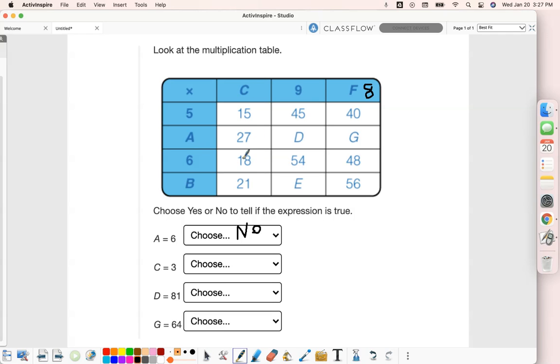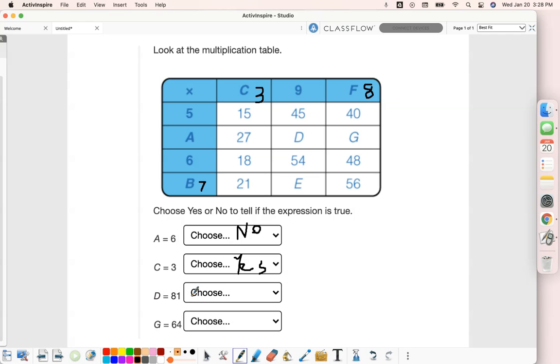6 times C is 18. Could 6 times 3, that's what we're checking, could 6 times 3 be 18? Yes. Could B times 3 be 21? Well, yeah, I think that's actually 7. And I can check at the top. 5 times something is 15. Could it be 3? Yes, it could. 5 times 3 is 15. 6 times 3 is 18. 3 times 7 is 21. So is C 3? Yes. Boy, it's hard to write with a mouse.